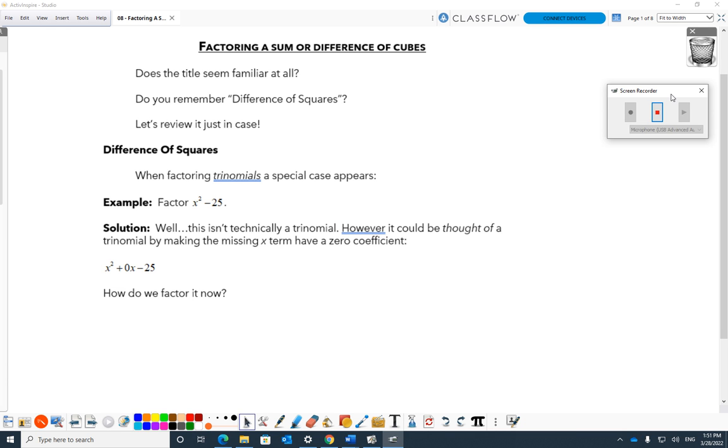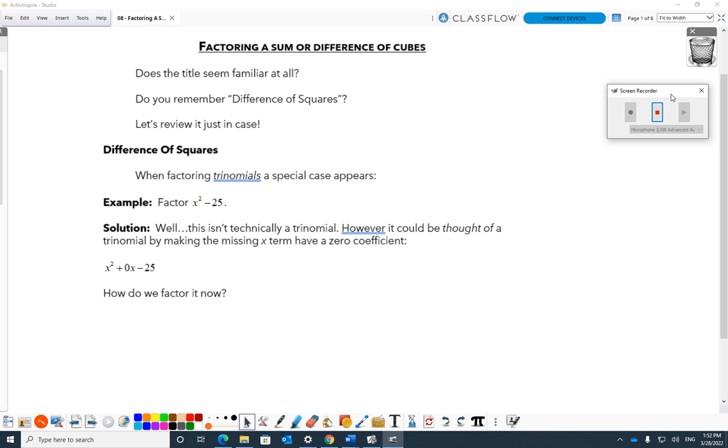So even as you're walking through this, you're like, I remember this totally. If it's total review, try and pay attention to the words I use and how I phrase things so that the second part of the lesson is easier for you, okay? Let's review difference of squares just in case.